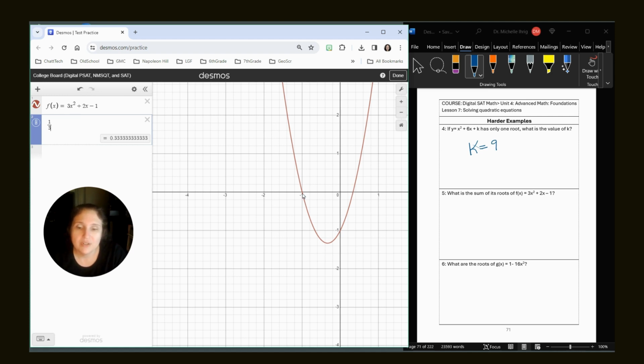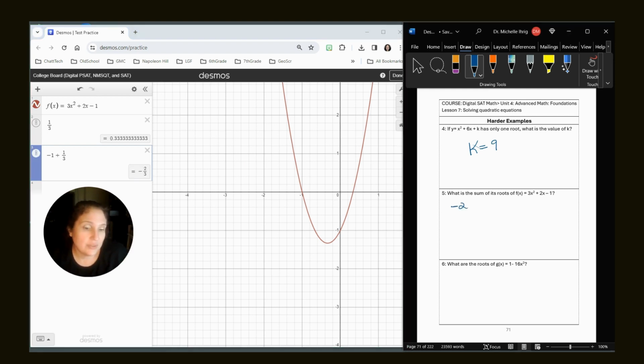So what I'm going to do is I'm literally adding -1 plus 1/3. Okay? Because my first root is -1. It says the sum of the roots, so I'm adding, and my second root is 1/3. If you had put in 0.33333, it would be wrong. Okay, so we're going to click this fraction bar, and we get the sum of the roots is equal to -2/3.